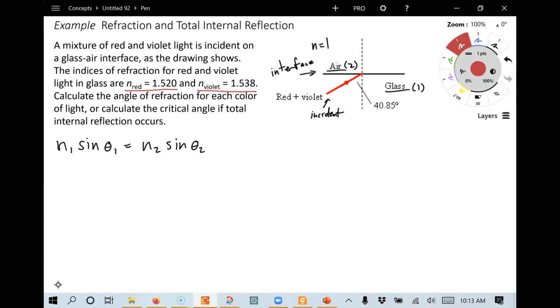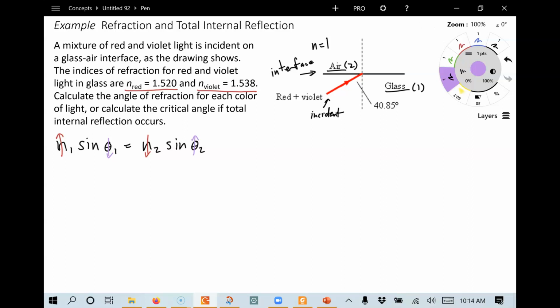Now, if we look at Snell's law, we can see what's going to happen here. In this case, the glass side, one, has a larger N value. The air side has a lower N value. And these two sides of the equation need to be equal. So if we compare the angle, sine of theta is an increasing function. Therefore, if you have a higher N1, you have to have a smaller angle on the glass side, and you have a larger angle on the air side.